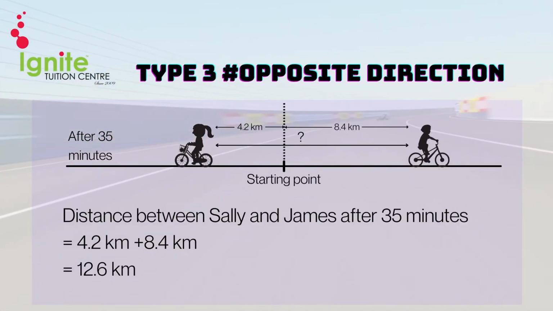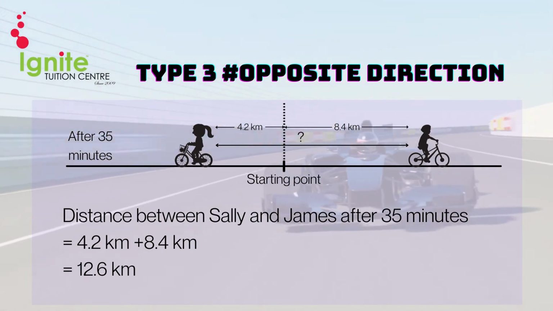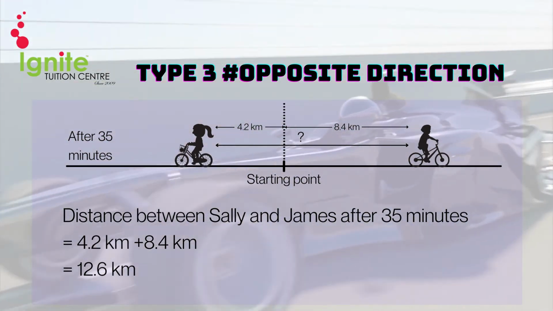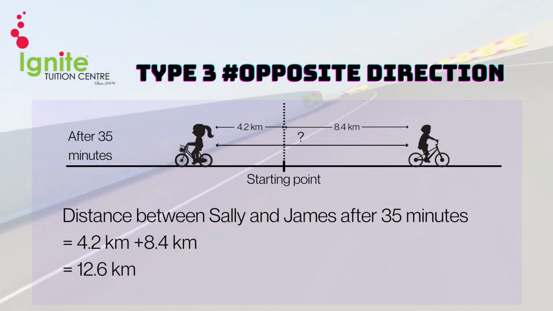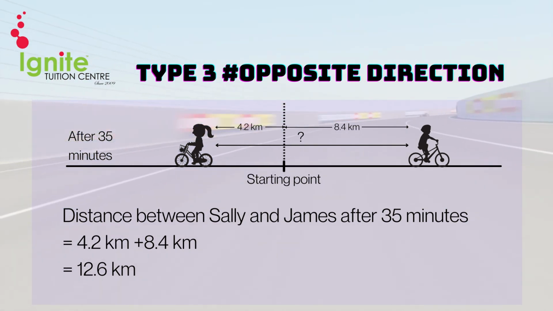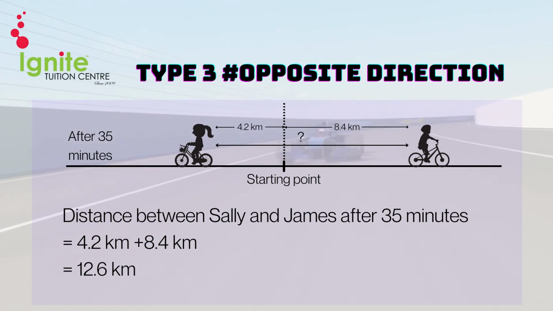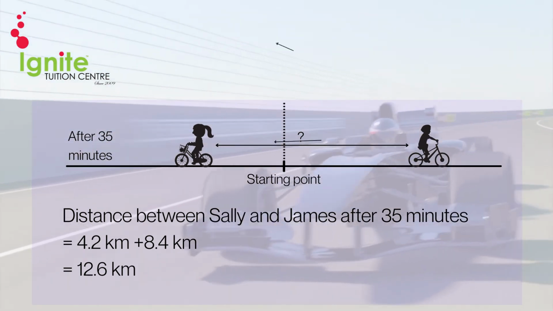Therefore, to find how far apart they were after cycling for 35 minutes, we sum up the total distance cycled, which is 4.2 kilometers plus 8.4 kilometers to get 12.6 kilometers, the answer to this question.